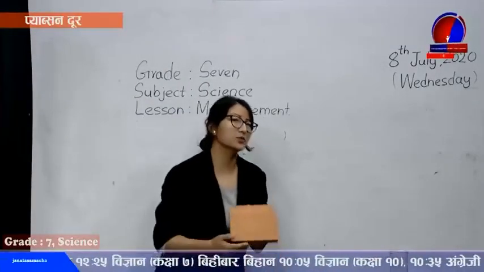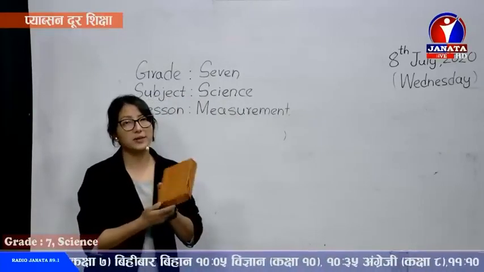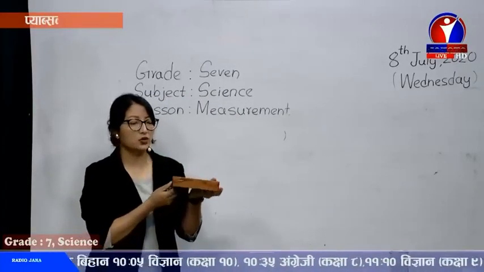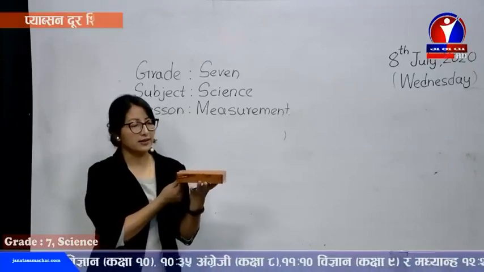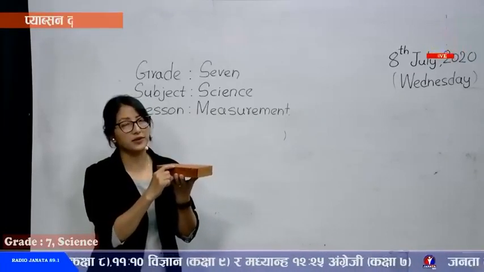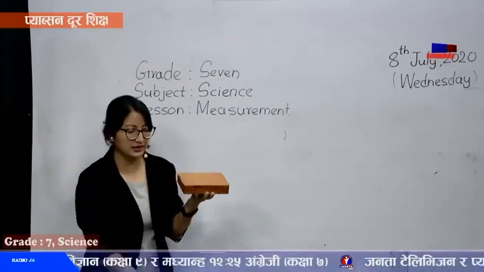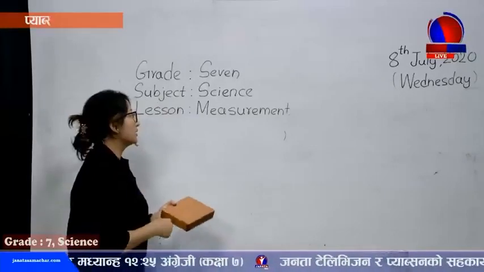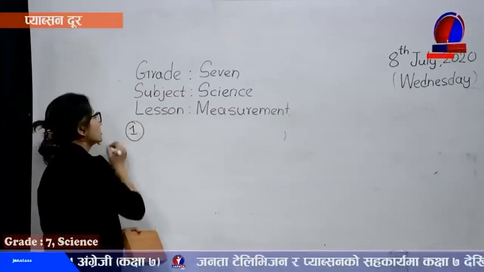Like just before I showed you the box, now let's measure its volume. It's a cuboid, it has a certain length, breadth and height. So I'll simply measure its length, breadth and height, and then we'll calculate its volume. So let's calculate the volume of this cuboid.